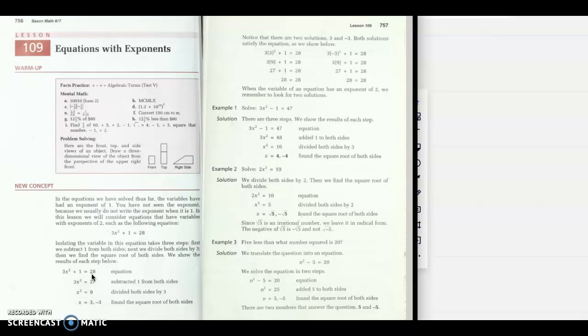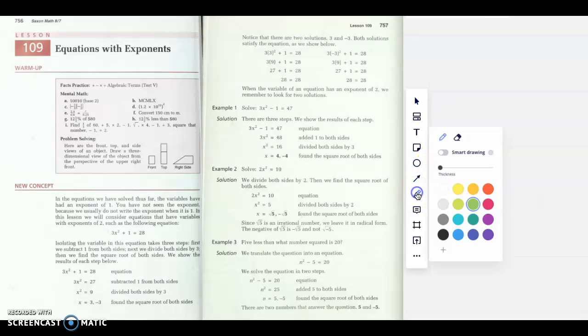So I hope that you guys did your facts practice. I hope you guys did your mental math warm-up and your problem solving. Those guys, I know it's easy to overlook those. They are really important for you to do. So let's go ahead and hop into what we are going to do today.